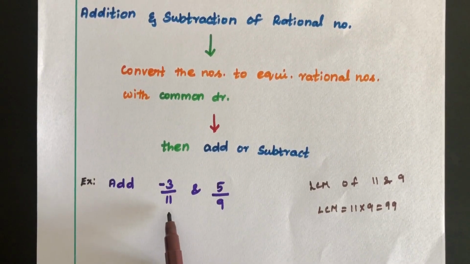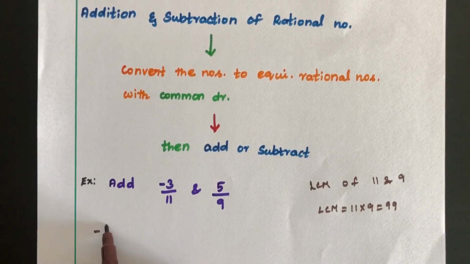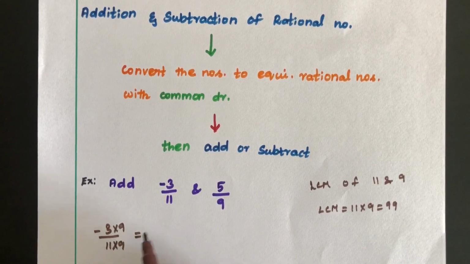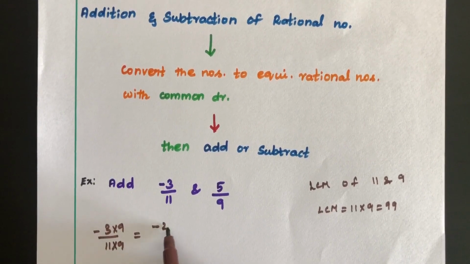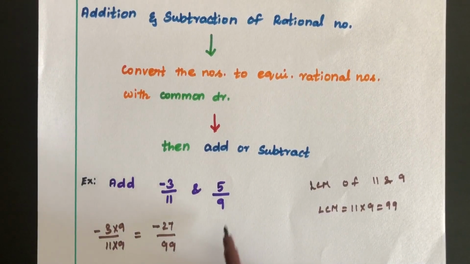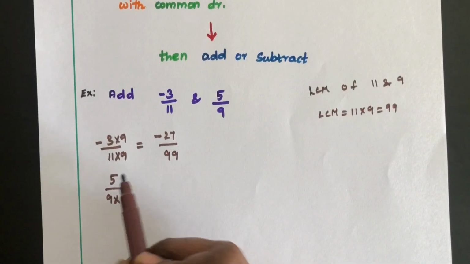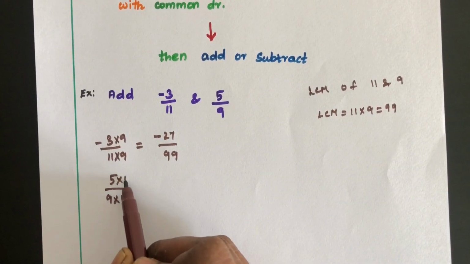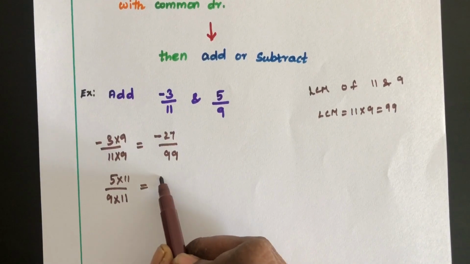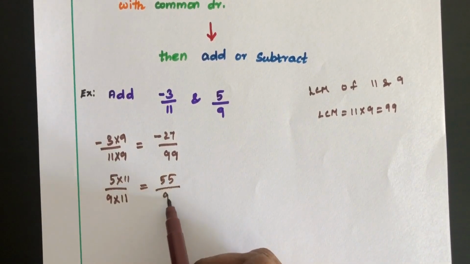Now we are going to make this minus 3 by 11 into an equivalent fraction which gives us 99 in the denominator. For that, what do we need to do? Multiply it with 9 in numerator and denominator. So this is minus 27 by 99. Okay. Now this 5 by 9. How to convert it? Just multiply it with 11. 5 into 11 by 9 into 11 gives us 55 by 99.